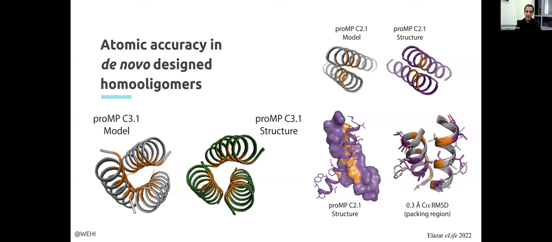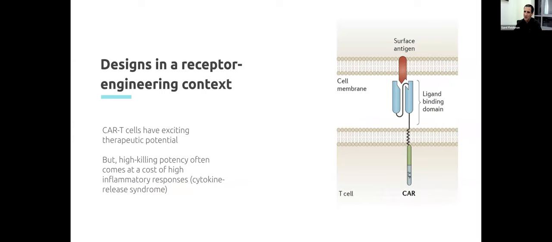At this point, our collaborators, who are immunologists, asked whether they could use these designs to engineer synthetic immunological receptors. And I know nothing about immunology, so please don't ask me very hard questions, but I'll show what they did next.